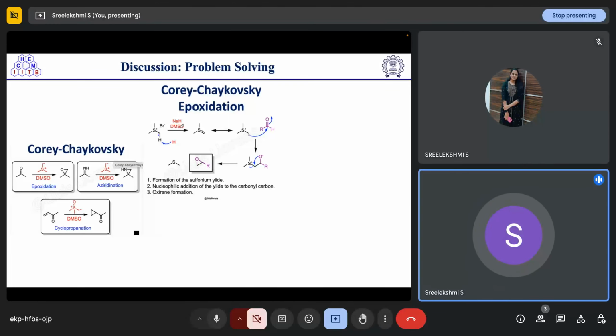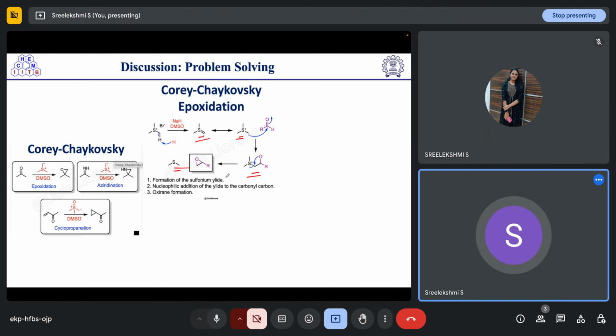This sodium hydride will abstract the proton of one of these methyl groups, which is beside the sulfur, and it will form this double bond, which can exist in this form as well, S plus and this CH2 minus. Then this negative charge will attack the carbonyl carbon, and that will form this intermediate. And then this O minus attacks the CH2, and this leaves as dimethyl sulfide. So we will be getting this epoxide as the product.